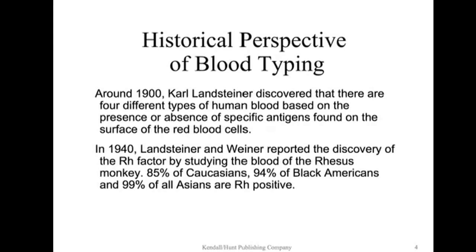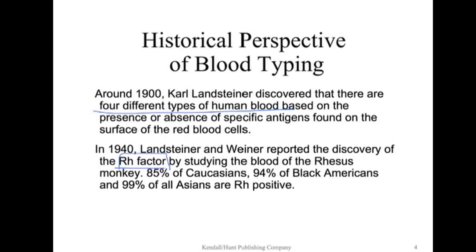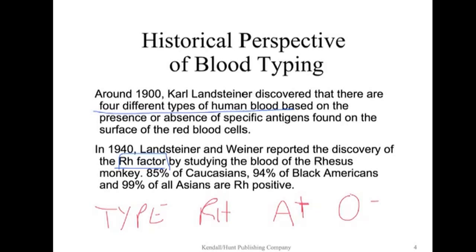Just a quick look back, around 1900, Carl Landsteiner discovered that there are 4 basic types of human blood, so we're going to be talking about blood typing as well. And then later we discovered something called the RH factor, in 1940. So you have 2 major components in blood. When we do blood typing, you're going to have a blood type, and then you're going to have an RH factor. So for example, A positive, maybe O negative, AB positive. So that's how that works.